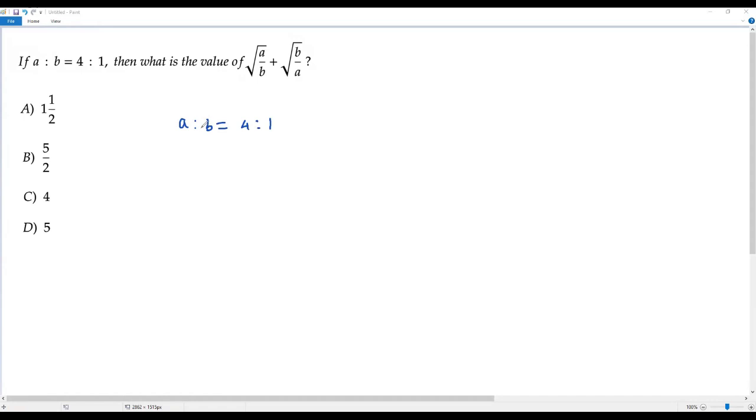In this equation, on both sides we have ratios. Let me write each ratio as a fraction. Then I am getting a over b equals 4 over 1.